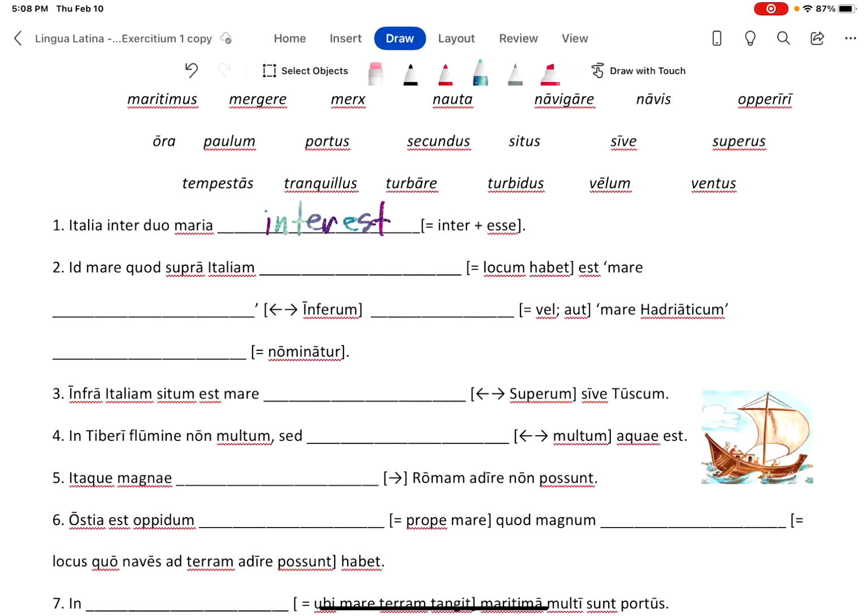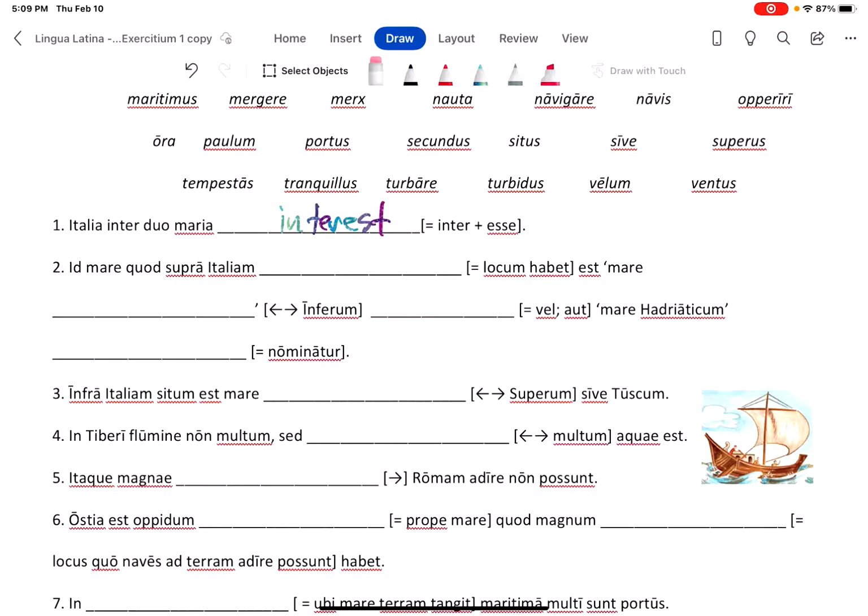Inter est inter duo Maria. And now you might be wondering, why do we have inter twice? Once as a preposition and once in the verb. And the answer I can give you is we don't really need to have it twice, but it's adding emphasis, and it doesn't hurt to have it twice. For instance, we could get rid of inter and just say that Italy is between two seas. Or alternatively, we could get rid of the preposition if we changed duo Maria to duobus maribus and put it in the dative. We could say Italy is between duobus maribus, and it would mean the same thing. Italy is between two seas.